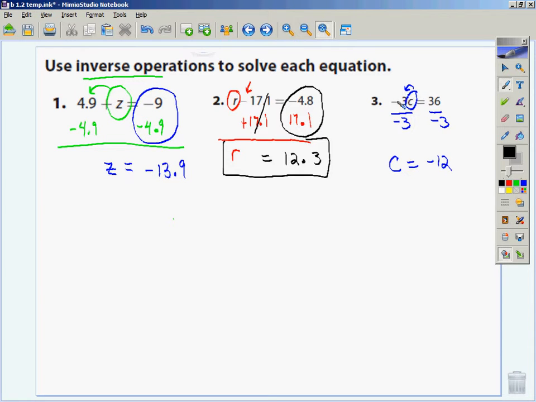Because the opposite of multiplication, it was a negative 3 times C. The opposite of multiplication is division. When I divided by the negative 3, it canceled out, leaving only what? C, that was the goal. But if I divided one side by a negative 3, I had to divide the other side by negative 3. With me? Okay.